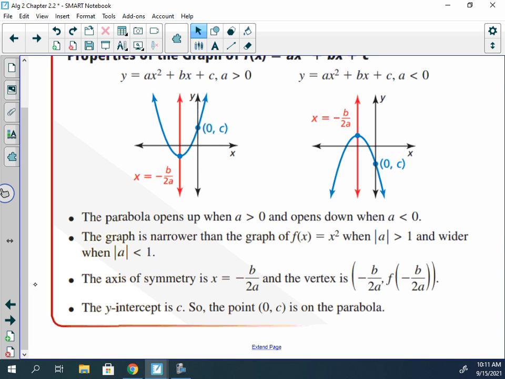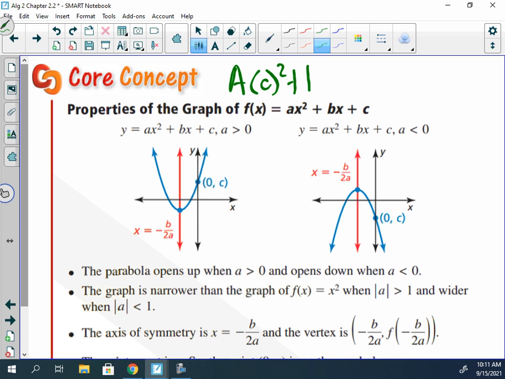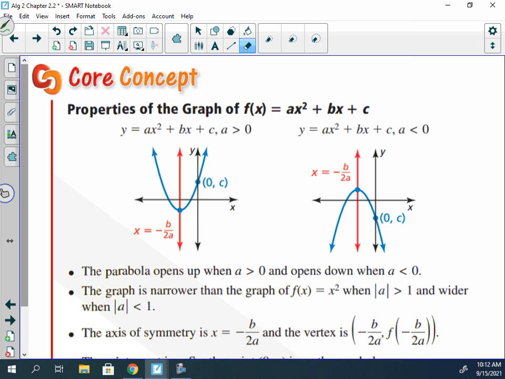Because the y-intercept is the point at which the graph crosses the y-axis. Well, the x value at the y-axis is always what? 0, yes? So if I look at the equation ax squared plus bx plus c and I plug in 0, I have a times 0 squared plus b times 0 plus c. What is a times 0 squared? 0. A times 0 is 0. B times 0 is 0. What's the only thing left? c. That would be the y-intercept.